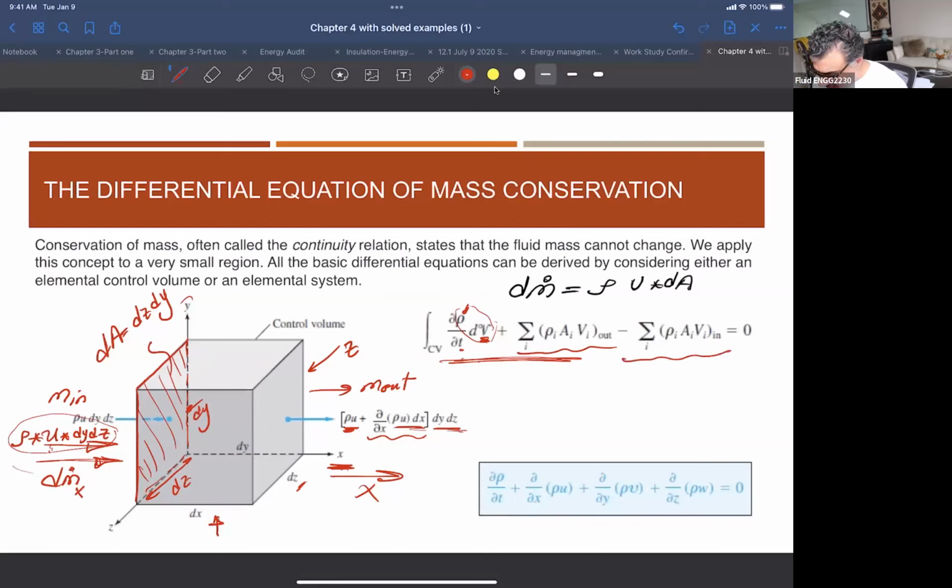Now for the x direction, this is out, this is in. And I can divide by the volume. What is the volume here, of the control volume? The volume of this control volume is, anyone? What is the volume of this control volume?